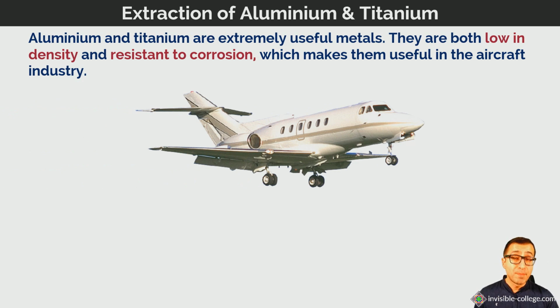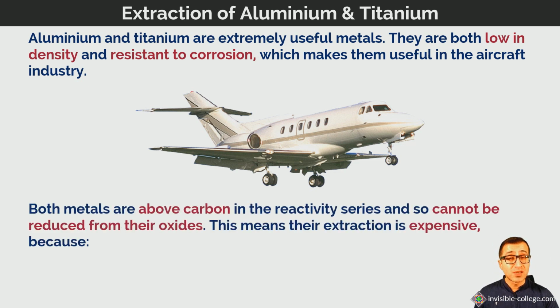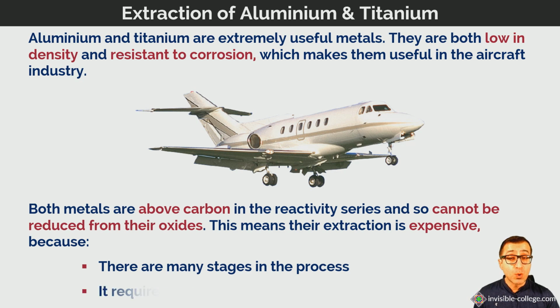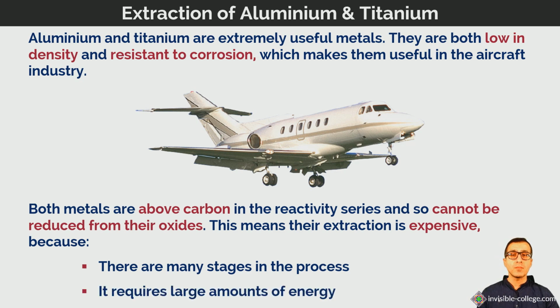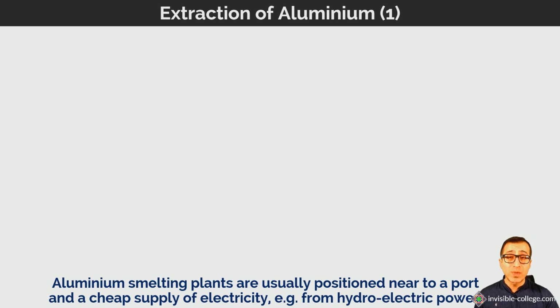Now, both of these metals are above carbon in the reactivity series, and so they can't be reduced from their oxides by means of a displacement reaction using carbon, such as we saw in the example of copper being displaced from copper oxide. This means that their extraction is expensive, and again, this is because there are many stages in the process and it requires a large quantity of energy. So we saw in a previous lesson how we extract aluminium. It is done by means of electrolysis. Now, aluminium smelting plants therefore require enormous amounts of electricity, and typically they will have their own power station in order to supply that electricity constantly.